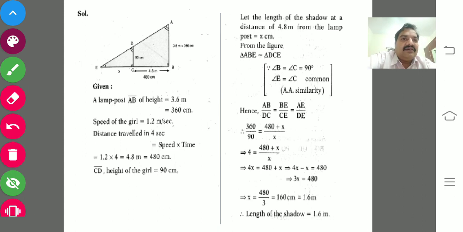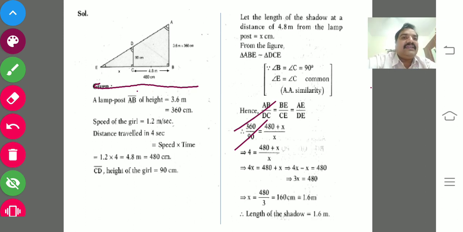AB is given as 360 centimeters. Everything is in centimeters. 3.6 meters is 360 centimeters. And the girl's height DC is 90 centimeters. And now BE means the total. BC is already 480. BC means the girl traveled from the foot of the lamp to the end place, that is C. Understand? So that is 480 centimeters.